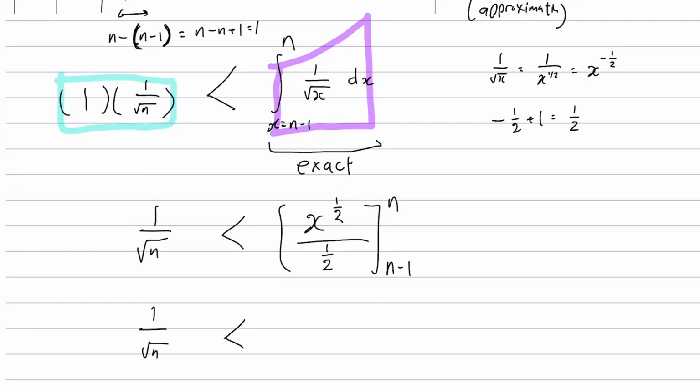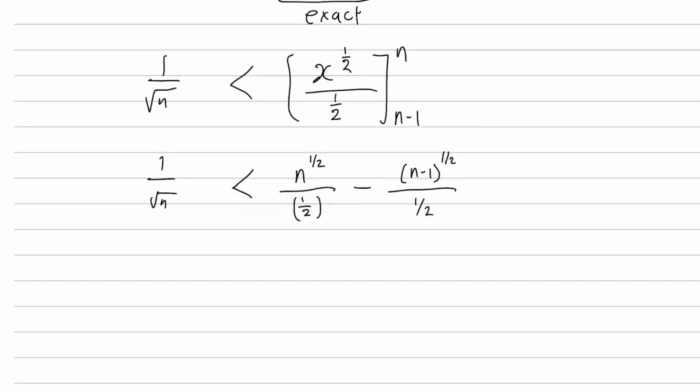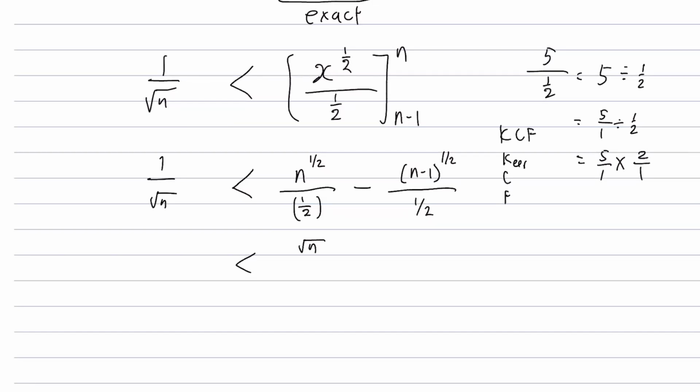The n to the power of half over half minus n minus 1 bracket to the power of half over half. Exactly. Good. So power half, I think you know is square root. Then divide by half. Like for example, 5 over half is what? 5 divided by half, which is 5 over 1 divided by half, which means you change the divide to times, then flip the fraction. KCF, keep, change, flip. Then you get 5 times 2 over 1.